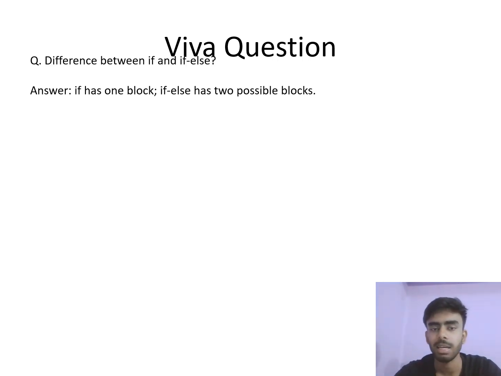Difference between if and if else. If has only one block and if else has two possible blocks. In if you can only write the true condition, you can't write the else part, that is the wrong part. But in if else you can write both your true and false parts. So this is if and if else.